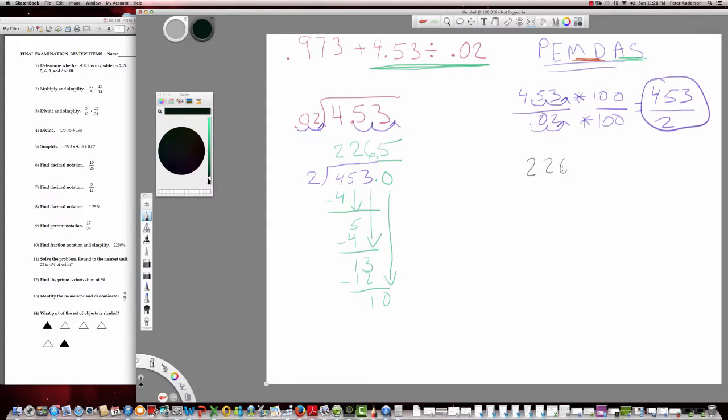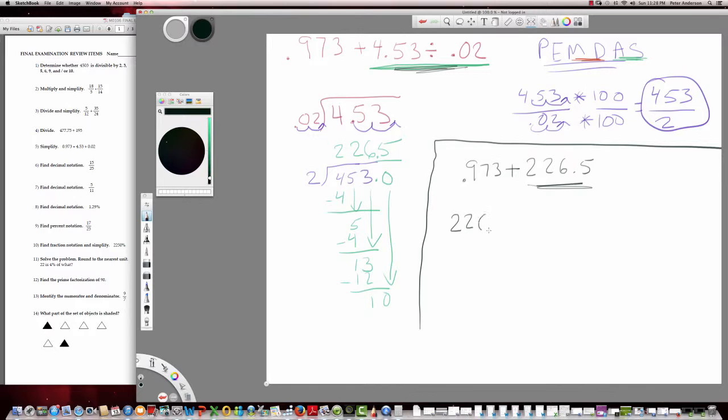So all of this becomes 226.5, and then I have plus 0.973, okay? So all of this became this, right? And then I'm going to approach, so let me segment that off. Okay, so how do I approach this? Well, I'm just going to rewrite this vertically, 226.5 plus 0.973, okay?